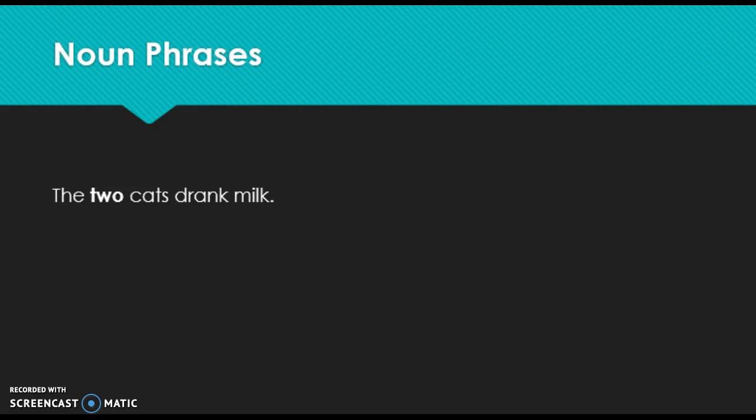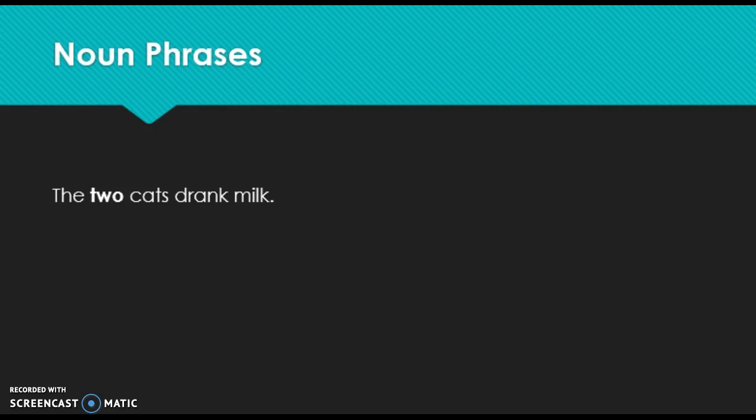So this is a little bit of a challenge. We have a noun phrase here, "the 2 cats drank milk." What's the syntactic category of the word "2" here? Well, we could say that it's a quantifier because it gives us information about a quantity, and in the last example we said 2 was a determiner. But wait, this noun phrase already has a determiner, "the 2 cats."